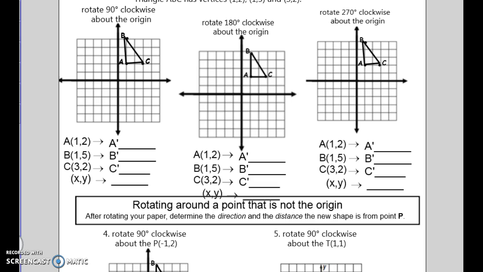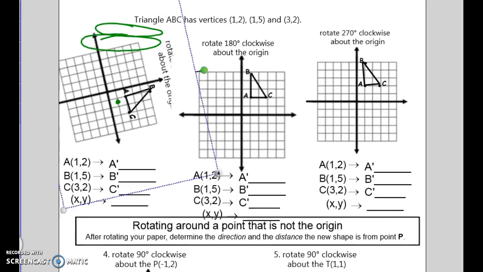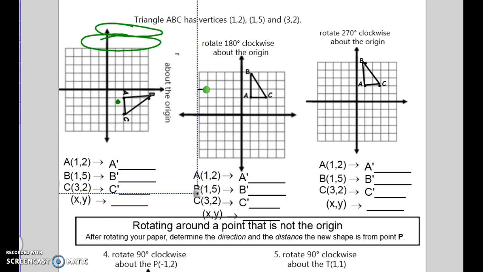The key to look for is that it says we're going to rotate about the origin. What's the origin? 0, 0. Okay? Here's the good news. If I'm rotating, and it only works when it's about the origin, all I have to do is turn my paper. So here, I want to turn my paper 90 degrees clockwise, correct? So if this were my paper, and I need to rotate it 90 degrees clockwise, those are going to be my new coordinates. Well, it actually gets even easier than that.